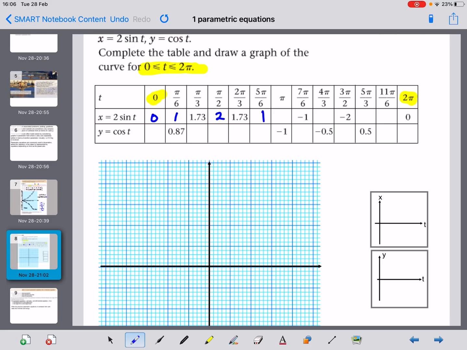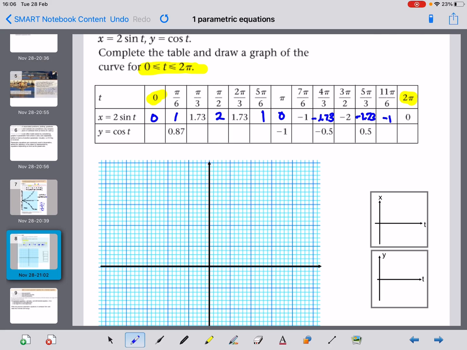When t is pi, 2 sine pi will be 0. That one's done for us. 4 pi on 3, so 2 sine 4 pi on 3 is negative 1.73. When t is 5 pi on 3, x is negative 1.73. And when t is 11 pi on 6, x is minus 1.